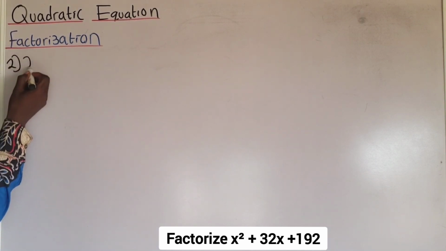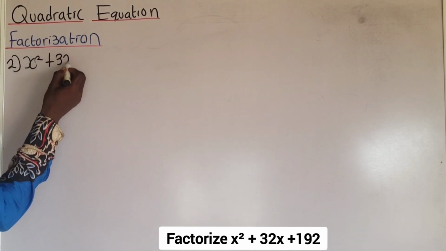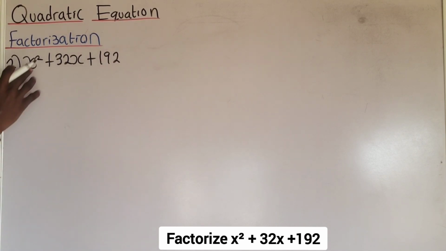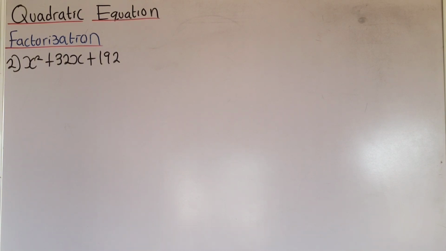x squared plus 32x plus 192. Okay, so how do we factorize this quadratic equation without guessing? We are still going to go the same way, because the quadratic equation has an a value of 1. That is, the value of a is 1. A is the coefficient of x squared, you understand?